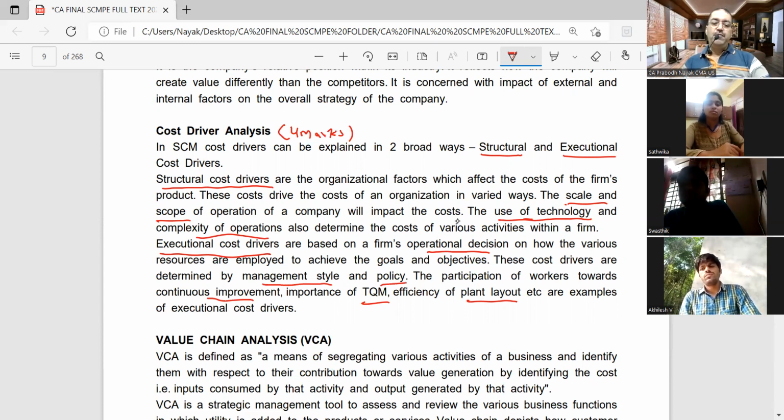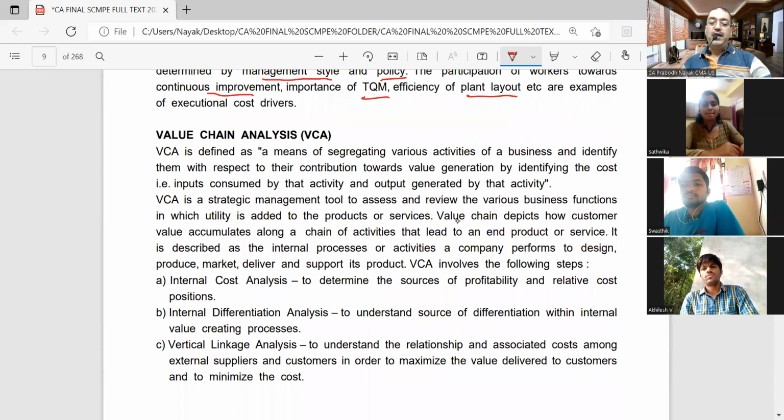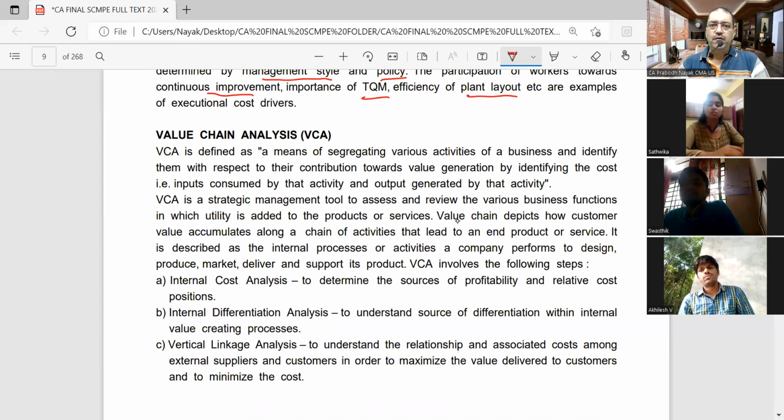Okay, so that is very important. Okay, now we come to value chain analysis. Definition and the breakup of this, which is a huge analytical part, which involves case studies also.